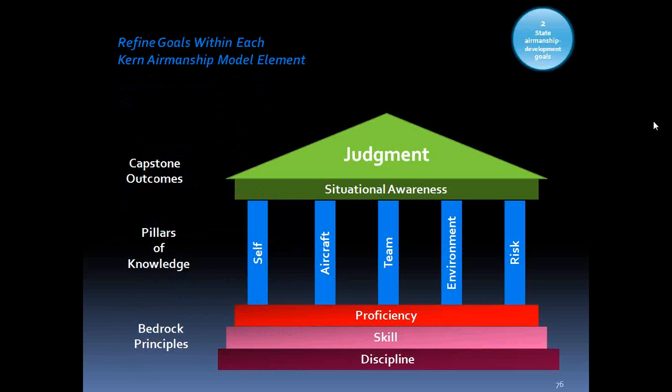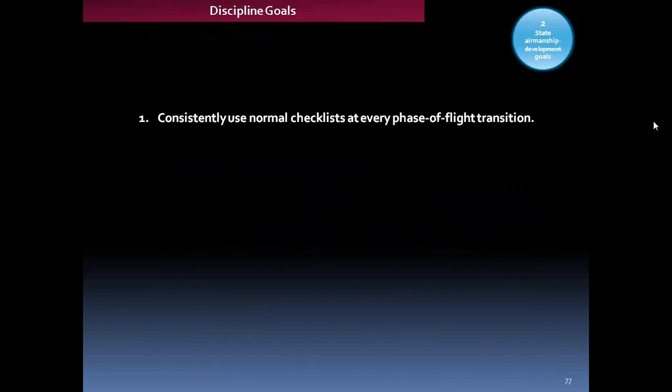We're going to run them through, we're going to refine them with the Kern Airmanship model. We're going to look at every element. So here's how we do that. Discipline goals. We're going to consistently use normal checklists at every phase of flight transition.